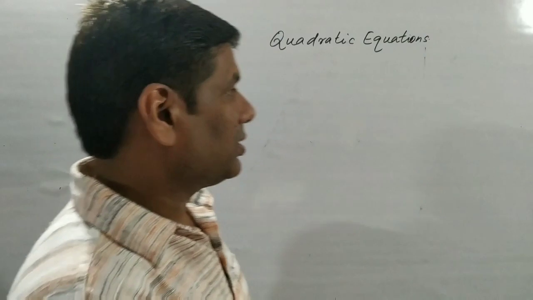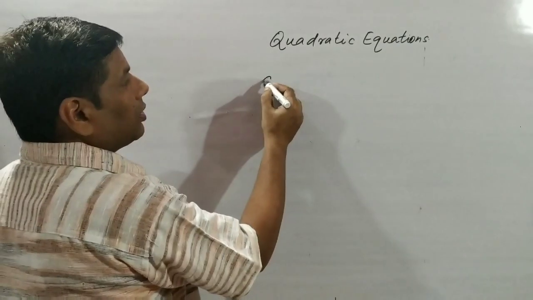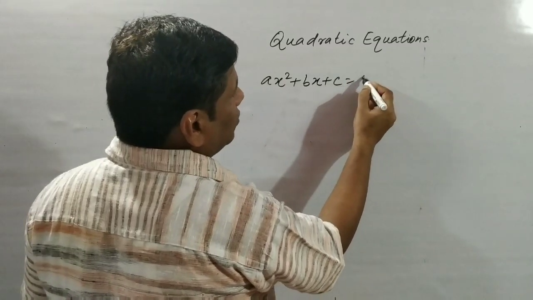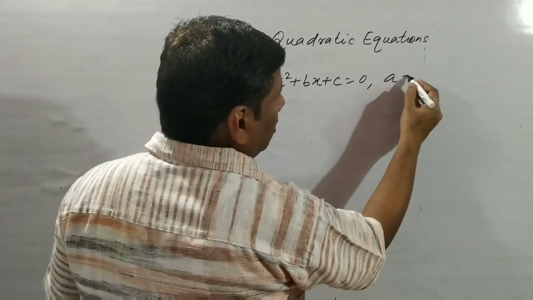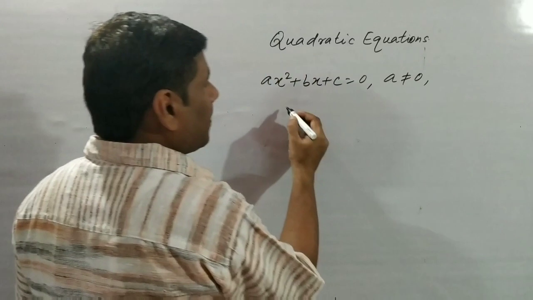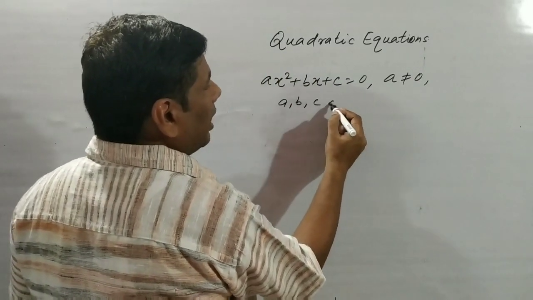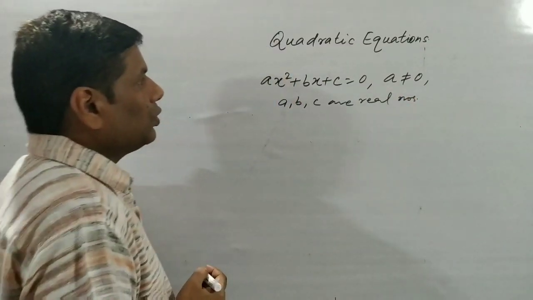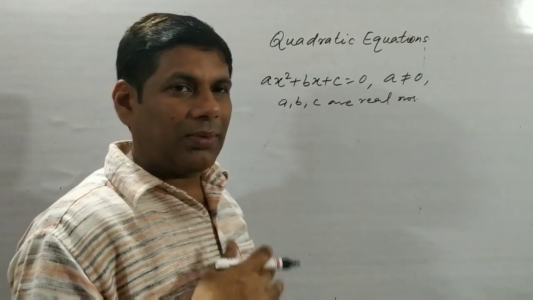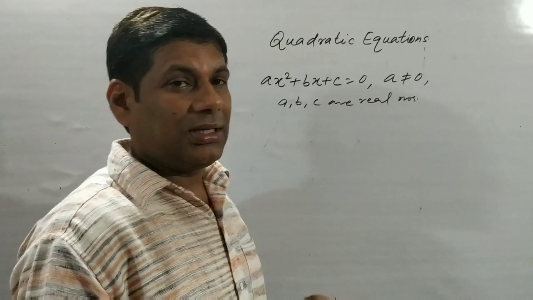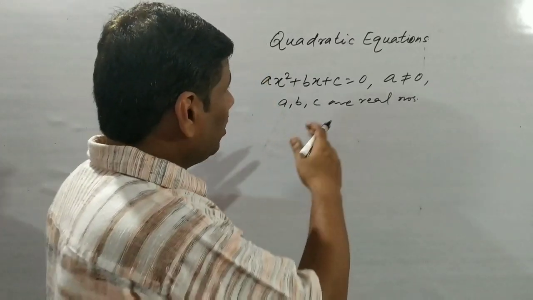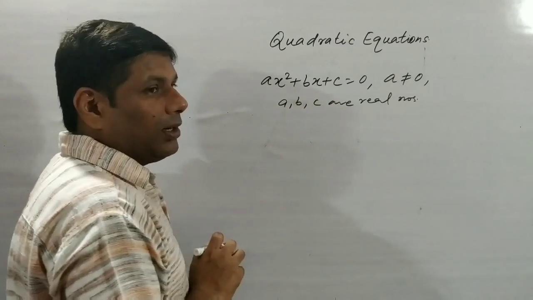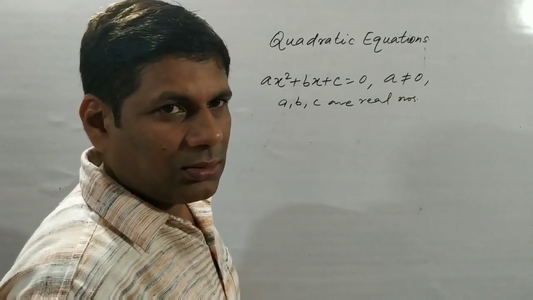What is a quadratic equation? Any equation in the form ax square plus bx plus c equals 0, where a should not equal 0, and a, b, c are real numbers, is called a quadratic equation. We have to find the solutions of the quadratic equation.